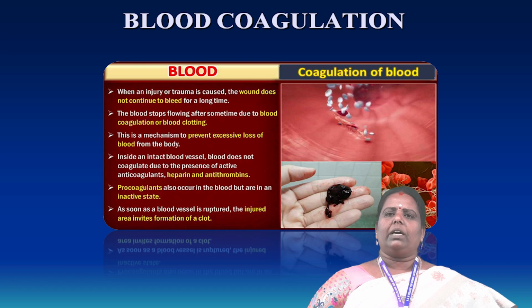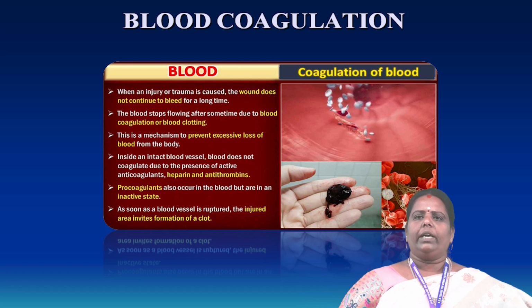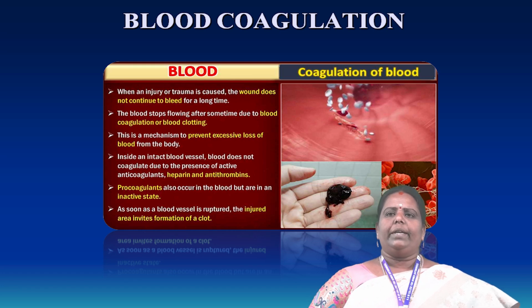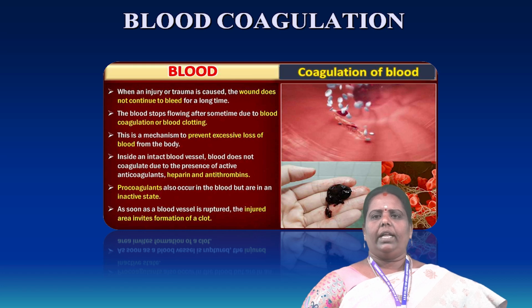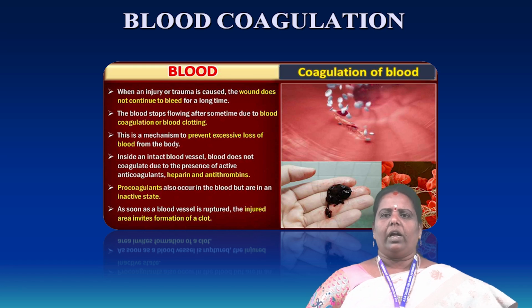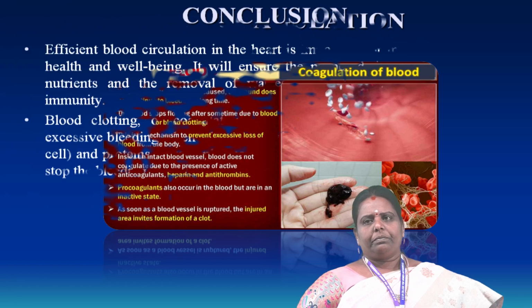This picture shows coagulation of the blood. Coagulation is otherwise called blood clotting. When a person is wounded, the bleeding does not continue; the blood stops flowing because of coagulation, which is clotting. Coagulation occurs as soon as the blood vessel is ruptured, with the formation of a clot. This is the process that occurs during coagulation of the blood.